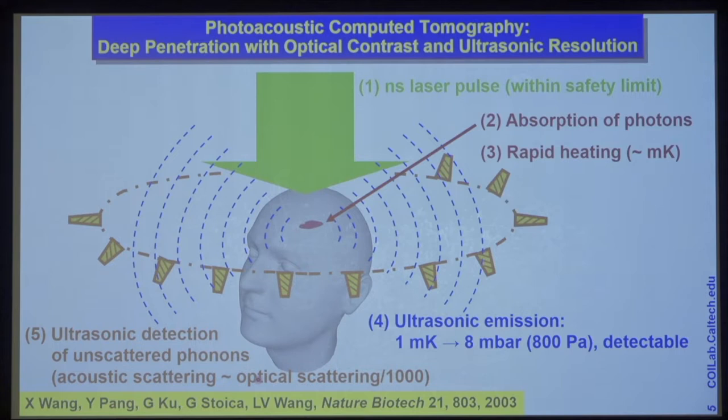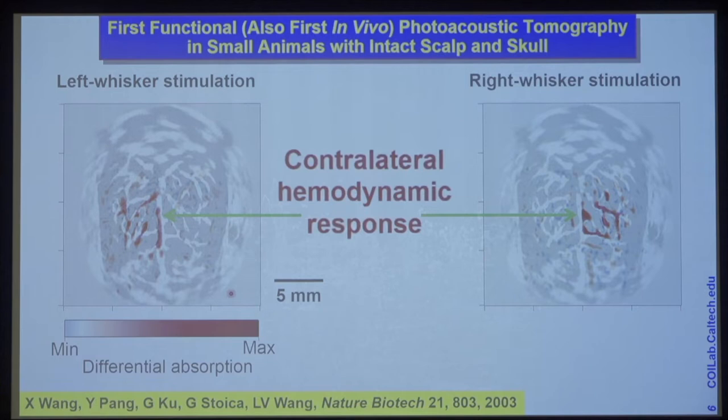You do have to run inverse problems to form an image, very similar to X-ray CT. Here we deal with an inverse spherical Radon transform, except we deal with an extra dimension because this is an inverse transform on a spherical shell, a curved surface. So it's a bit more complex than the standard X-ray CT. In 2003, we published the first functional photoacoustic images, also the first in vivo images in small animals. We can see brain activation: by wiggling one side of the whiskers, the contralateral side of the brain was hemodynamically activated. And so those images were non-invasively acquired.